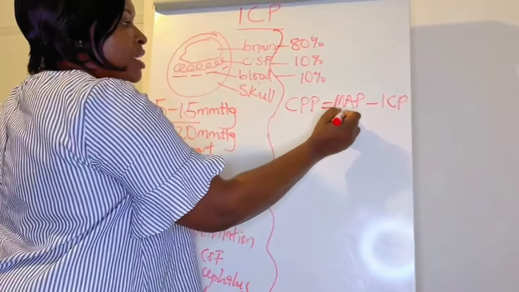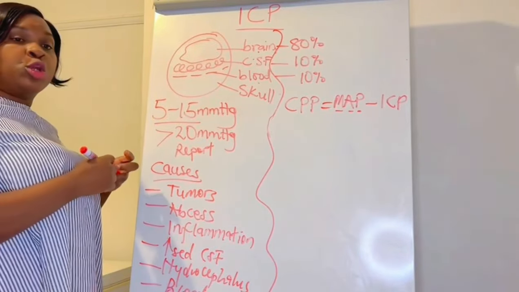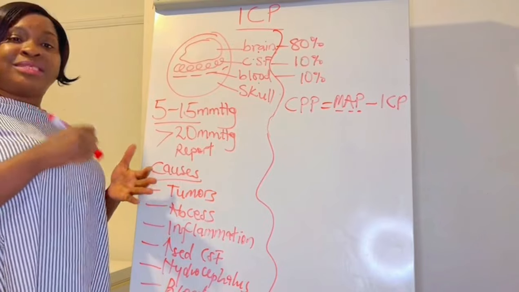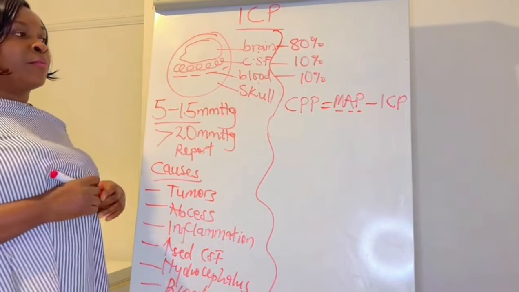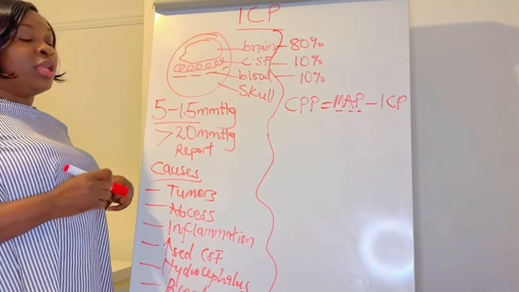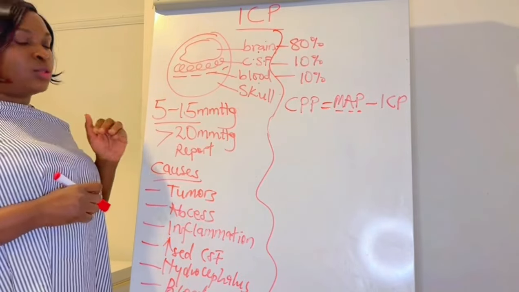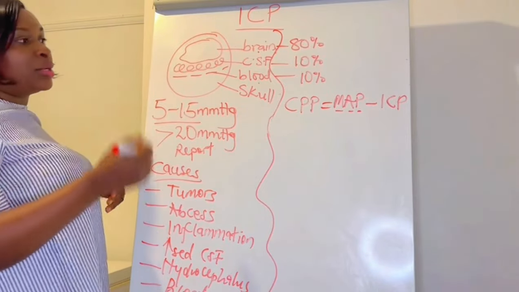So your MAP is your mean arterial pressure. And the mean arterial pressure, how do we get it? We are going to double our diastolic blood pressure, and then add it to our systolic blood pressure, and that is divided by 3. So double your diastolic blood pressure, add it to your systolic blood pressure, divide it by 3, and then we have our MAP. For NCLEX, you don't need that, but it's information you need to know as a nurse, how you get your MAP.